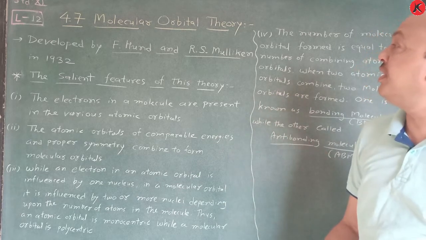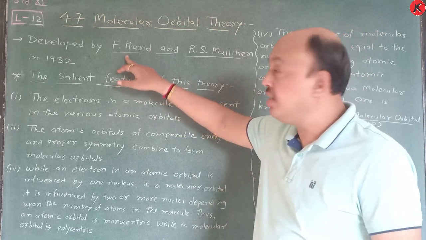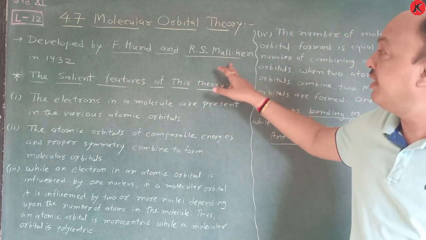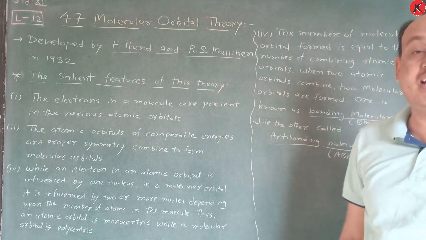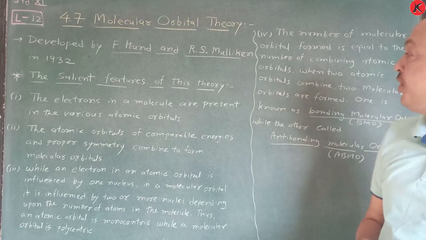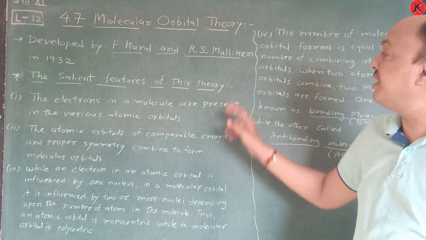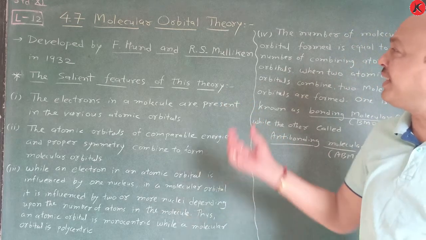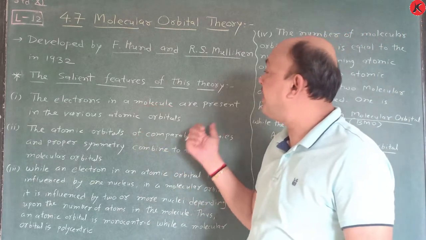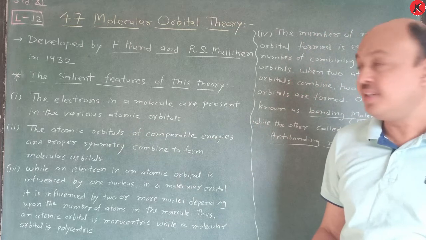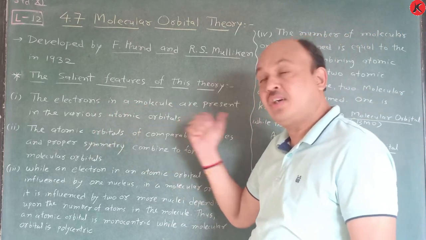But here, two scientists developed it, F. Hund and R.S. Mulliken. It is Hund. Okay? F. Hund and R.S. Mulliken in 1932. The salient features of this theory, as you saw earlier in hybridization, are also there. It is very simple, but you have to remember certain terms. The electrons in a molecule are present in various atomic orbitals. That means the electrons in a molecule are present in the various atomic orbitals.